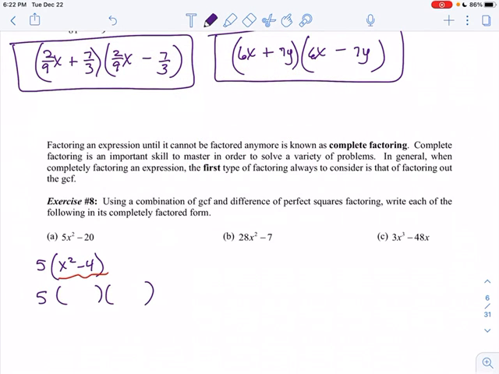So the 5 hangs out in front. I set up my parentheses. x times x is x squared. 2 times 2 is 4. One's a plus, one's a minus. And the 5 is just hanging out in front.